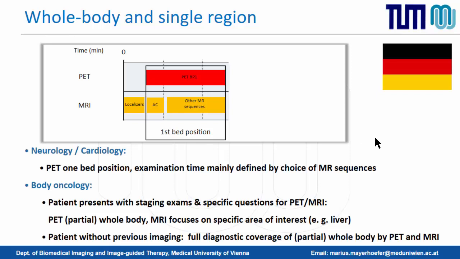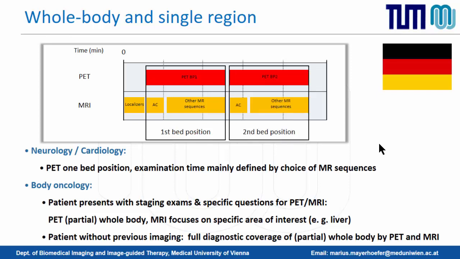Now for body oncology, Munich looks at whether or not the patient has had any previous exams. If he already had extensive imaging by CT or by MRI, then they would just focus on one region. If not, they would go to the next bed position, either with the same set of MR sequences or a different set of MR sequences.